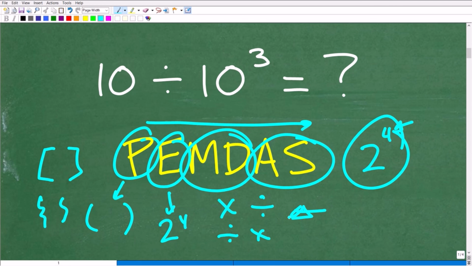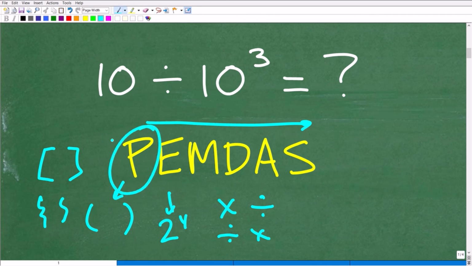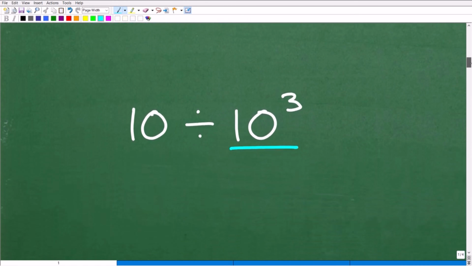Okay, so that's just a quick review of the order of operations. So let's go ahead and think about PEMDAS as we go through this problem. All right, so the first thing is, do we have any parentheses? No. Do we have any powers? Yes. So that's what we're going to be doing. We have to figure out what 10 cubed is equal to. All right, so that is the first step.